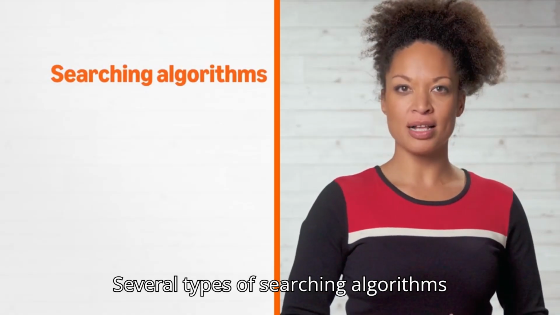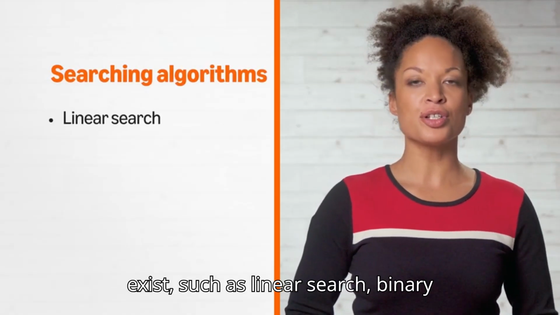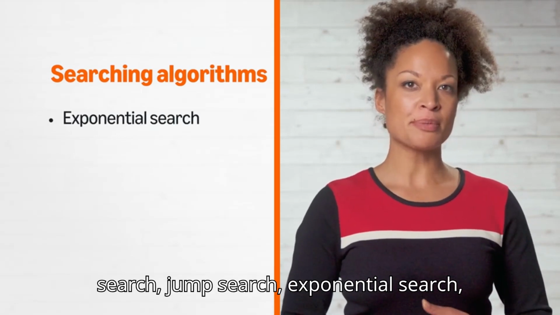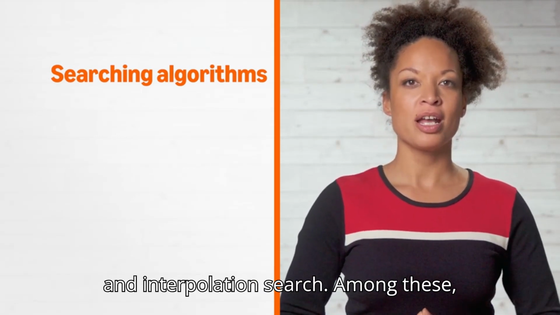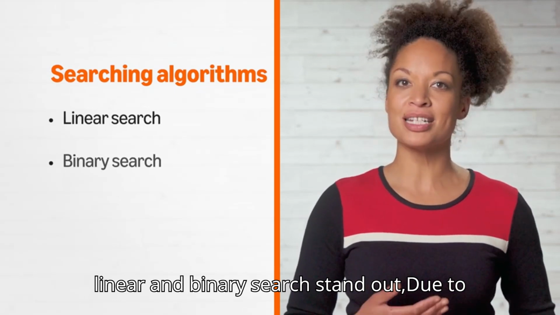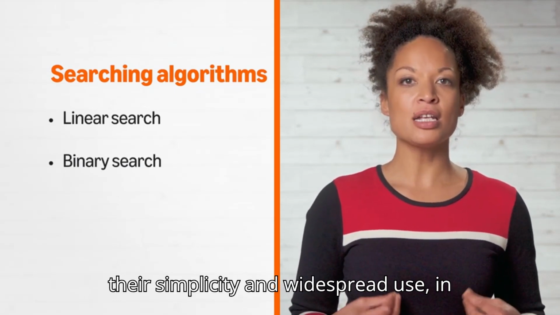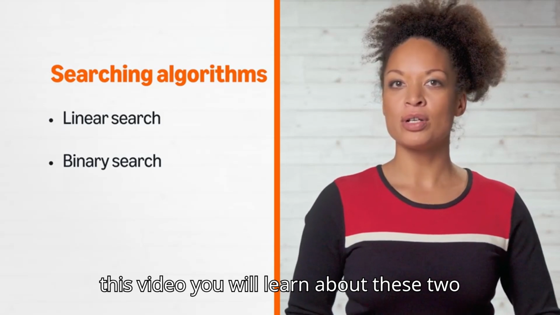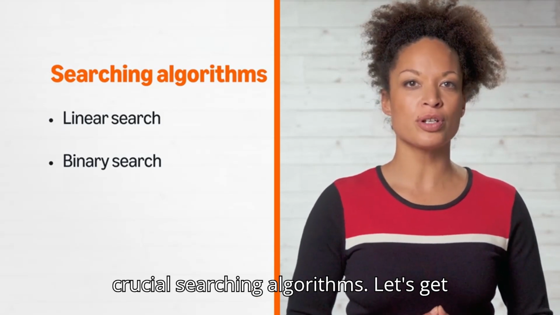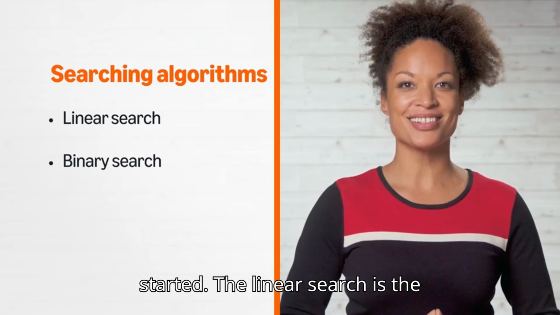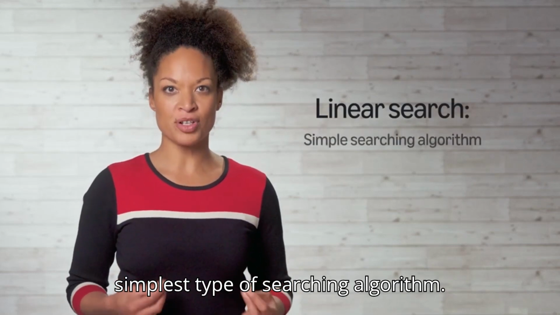Several types of searching algorithms exist, such as linear search, binary search, jump search, exponential search, and interpolation search. Among these, linear and binary search stand out due to their simplicity and widespread use. In this video, you will learn about these two crucial searching algorithms. Let's get started. The linear search is the simplest type of searching algorithm.